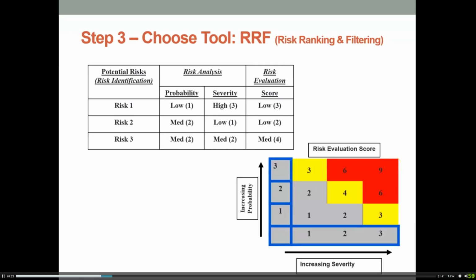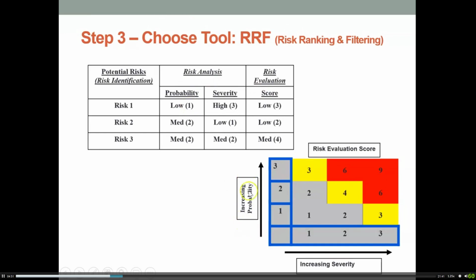Risk ranking and filtering is one of the most commonly used ones, and it's a nice, simple, easy one. So you've got your risks identified as risk 1, 2, 3, for example, and you've got your probability, which we talked about in our previous lesson, the likelihood that something is going to happen. We've got also then our severity. If it were to happen, how serious would it be? So we've ranked them from high to low. And this is our matrix here.